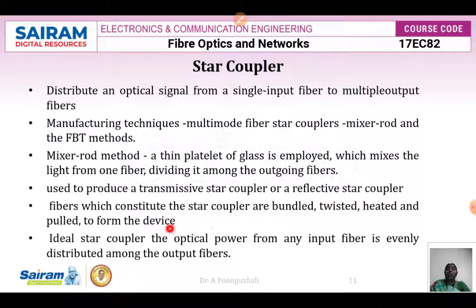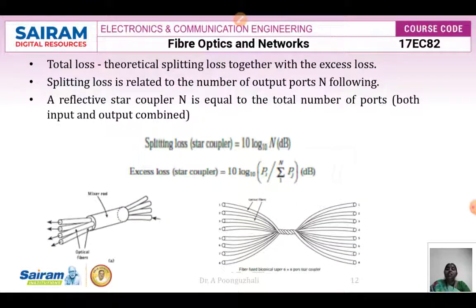Here the fibers of the star couplers are going to be bundled, twisted, heated and then pulled to form a device. An ideal star coupler is going to couple the optical power from any input fiber and evenly distribute it among the output fibers. The total loss is the theoretical splitting loss together with the excess loss. The splitting loss is related to the number of output ports. For a reflective coupler, N is equivalent to the total number of ports, both inputs and outputs combined.